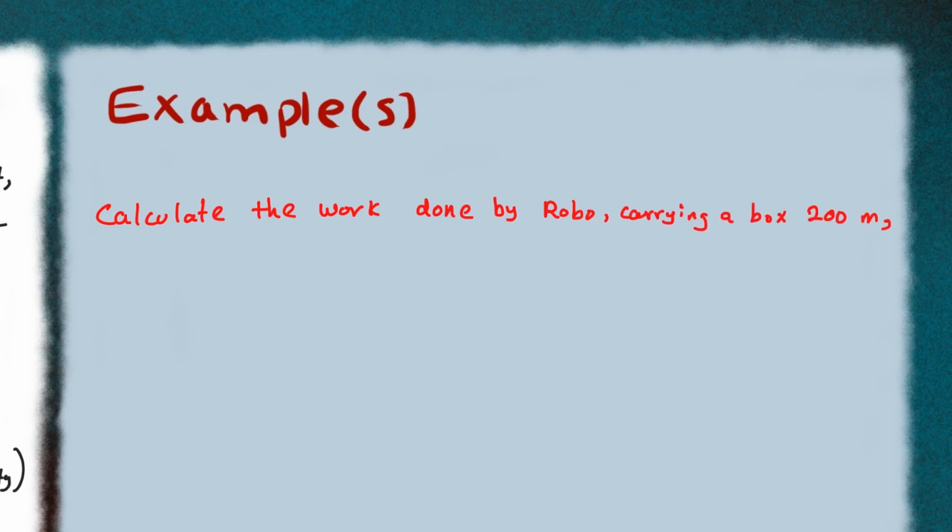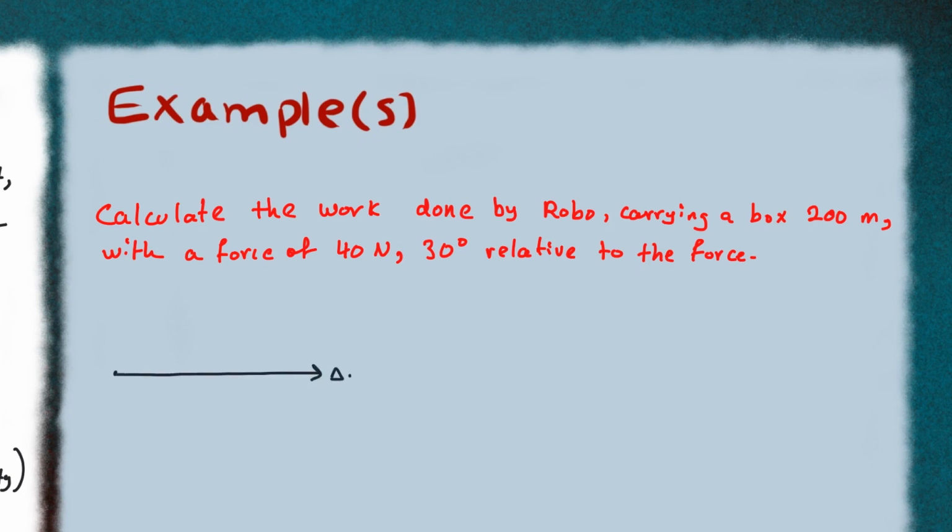For the first example, we want to calculate the work done by Robo carrying a box 200 meters with a force of 40 Newtons, which is 30 degrees relative to the displacement. We often start these questions by drawing the diagram. So in this case, we have the displacement, which is 200 meters, and we have a force which is equal to 40 newtons, and the angle between is 30 degrees.